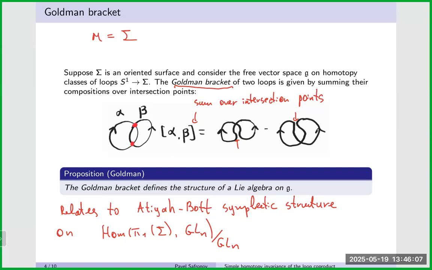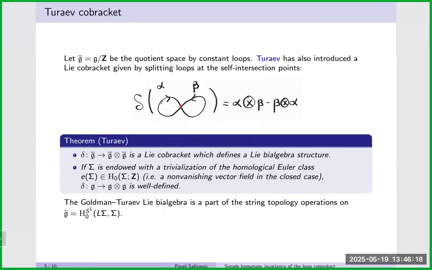Okay, so that's the Goldman bracket, which is analogous to the loop product. And there's also a co-bracket analogous to the loop coproduct operation. It's the following. It was introduced by Turaev, and there are some subtleties. First of all, you don't just look at the space of loops, you look at loops mod constant loops. And then you have a co-bracket, which is defined similarly, except you split the loop at the self-intersection points.